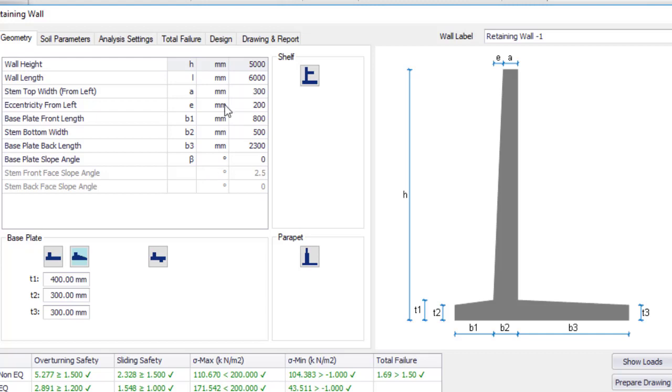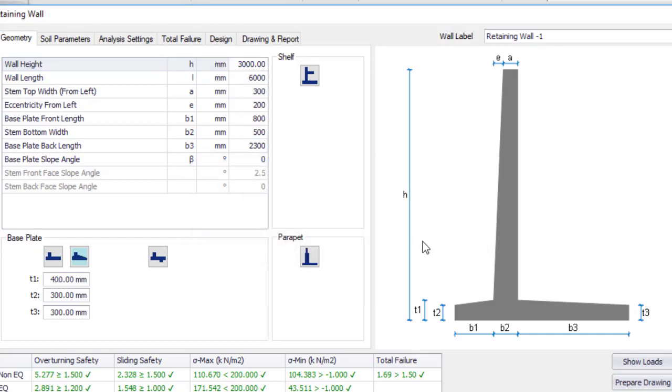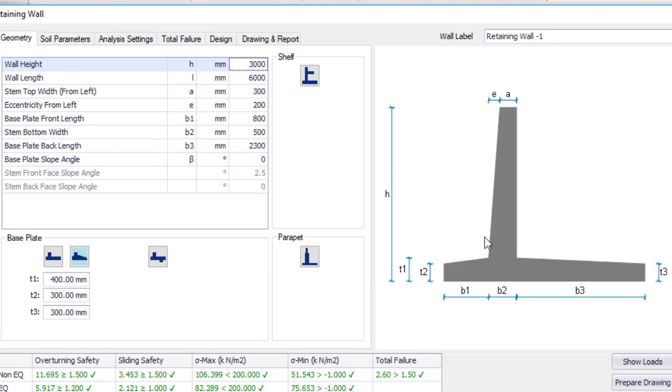Okay, so let's fill the wall height. You can see the wall height, that is from the bottom here up to the point here. Okay, so I will fill that to be 3000. Okay, just click on no. Okay, so that's 3000. Then the wall length, I will fix that to 20,000.